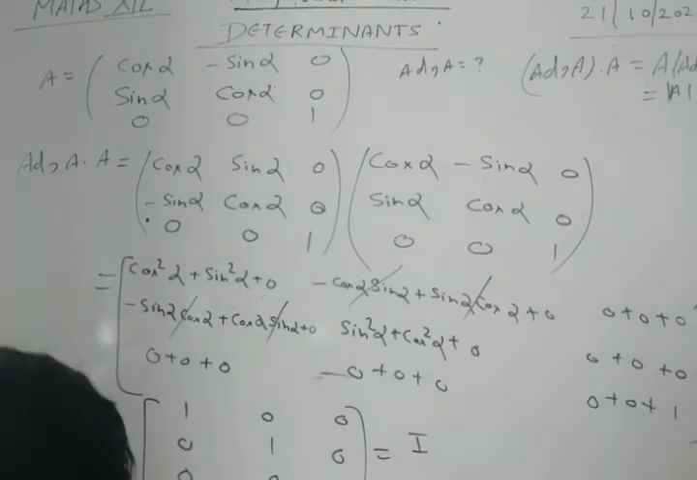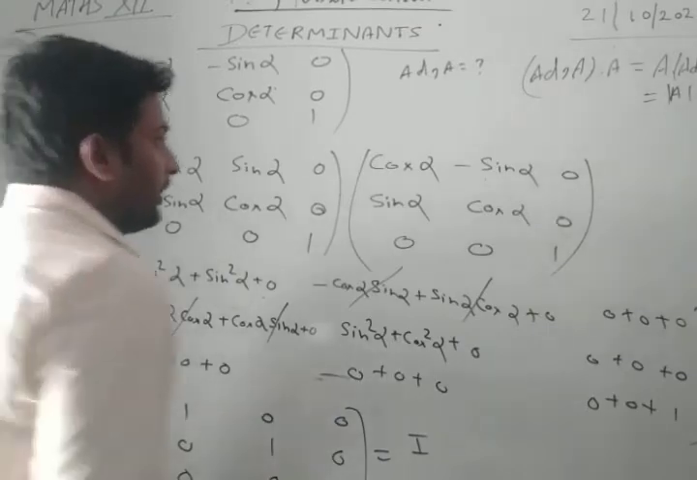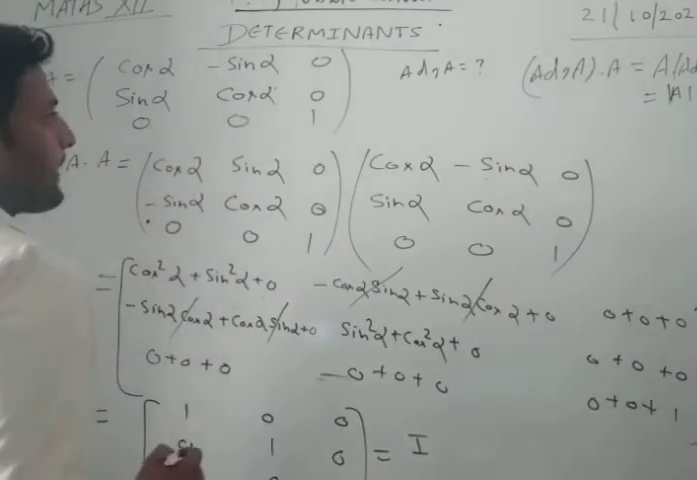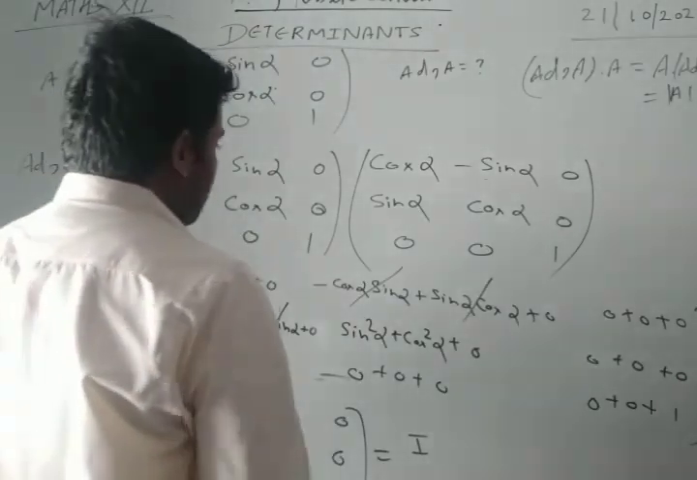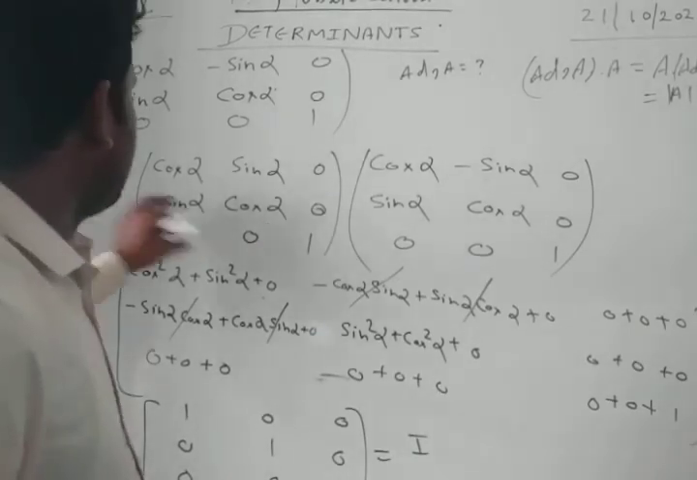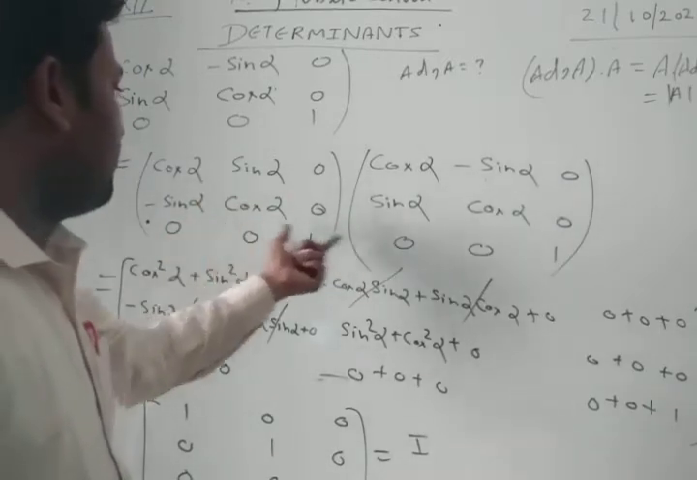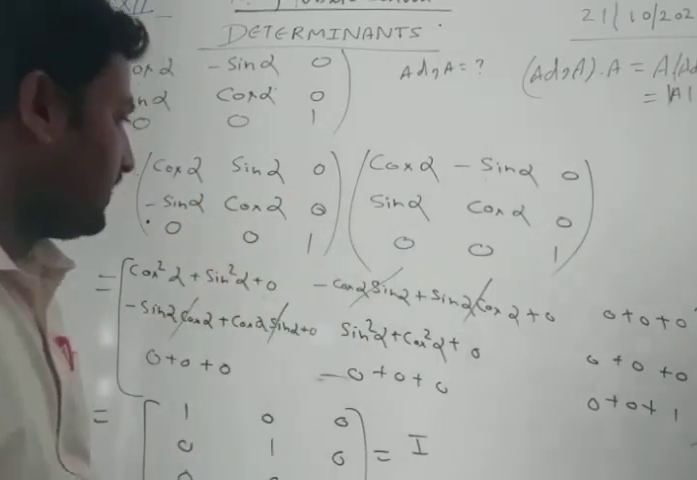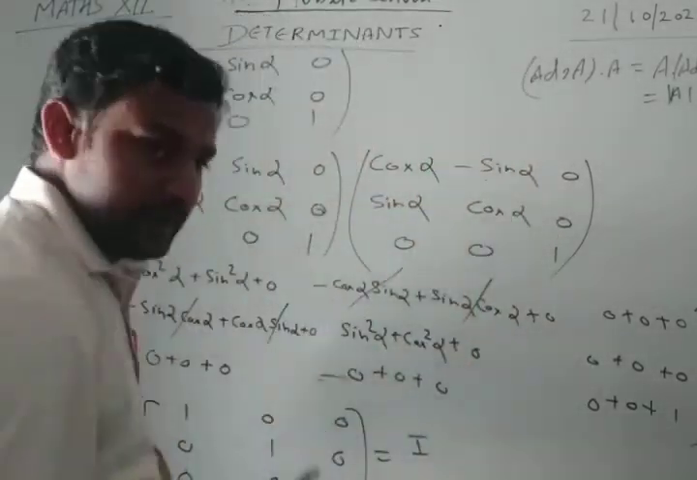Okay. Now we find the determinant of A. What we have done here: we have written adjoint of A and this is A, we multiplied both, and we are getting the identity. So I am going to write the adjoint of A.